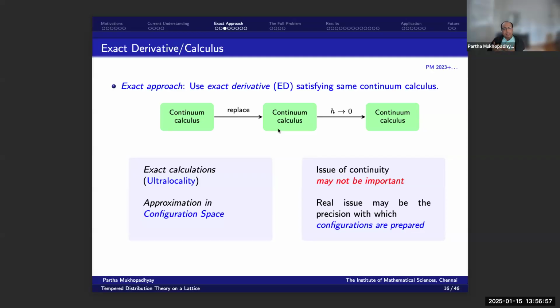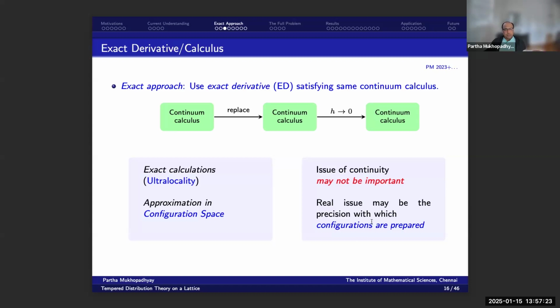So the variables that we're using are mathematical constructions, mathematical objects. What is more important probably is how precisely we are preparing the configurations of the theory. So that's what will emerge. This is a take-home message for this talk.